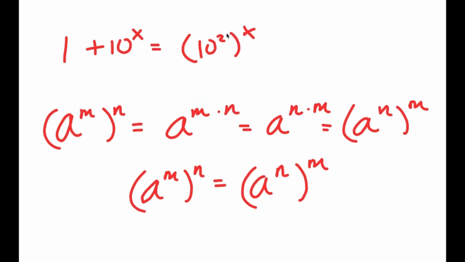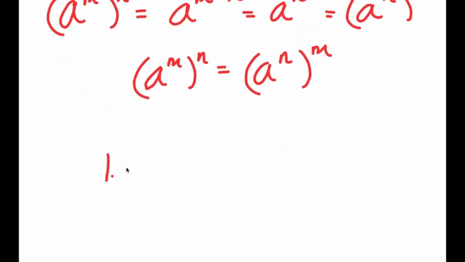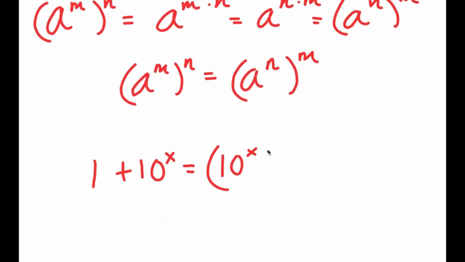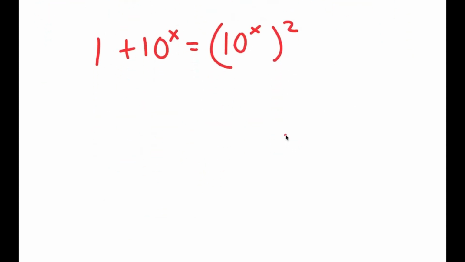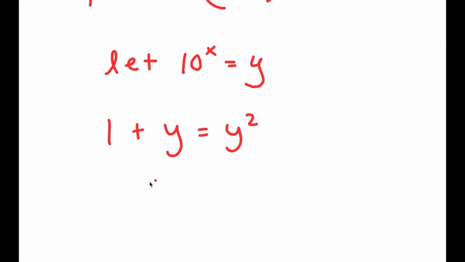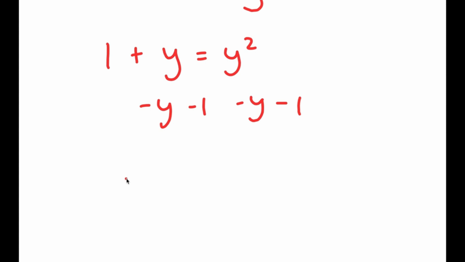So for 10 to the power of 2 to the power of x, I can switch the values of 2 and x. So now I get 1 plus 10 to the power of x is equal to 10 to the power of x to the power of 2. Now from here, I'm going to let 10 to the power of x equal to the variable y. So if I substitute in y for 10 to the power of x, I get 1 plus y is equal to y squared. Now I'm going to subtract y and 1 on both sides. So I get y squared minus y minus 1 is equal to 0.